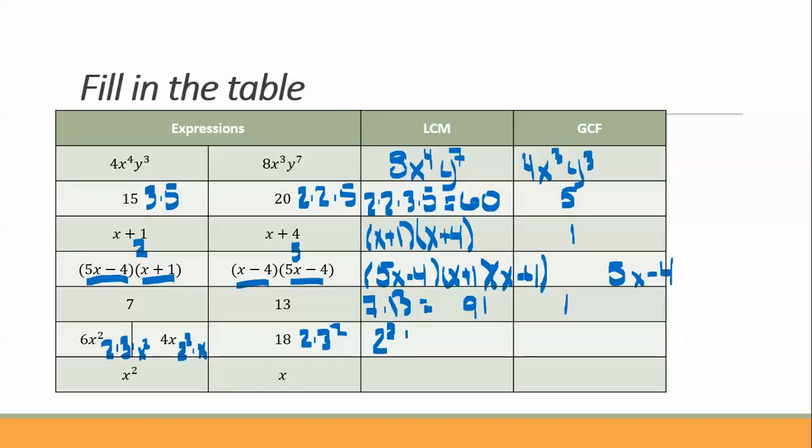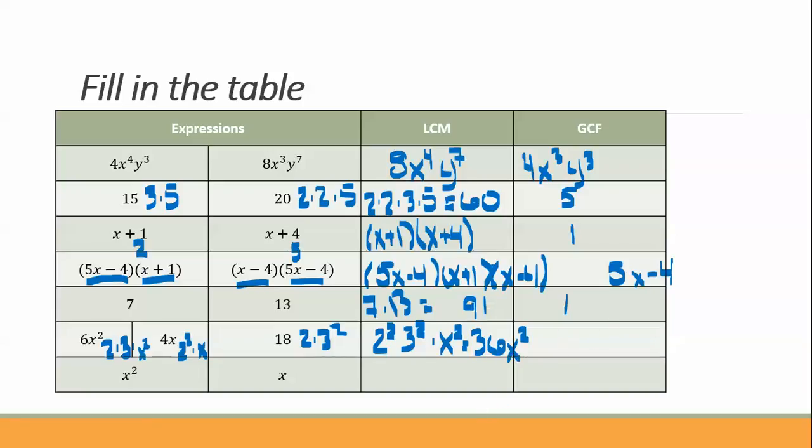We need a 3, and the largest exponent on the 3 is squared. And we have an x, and the largest exponent on the x is squared. So this is 2 squared times 3 squared times x squared. 2 squared is 4, 3 squared is 9, so 2 squared times 3 squared is 36 x squared.